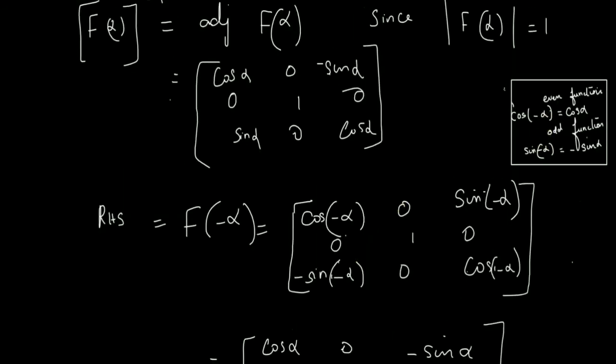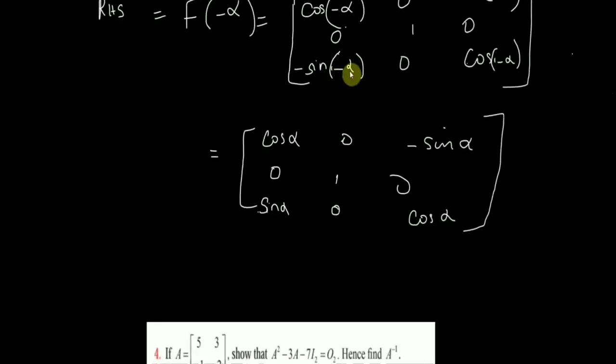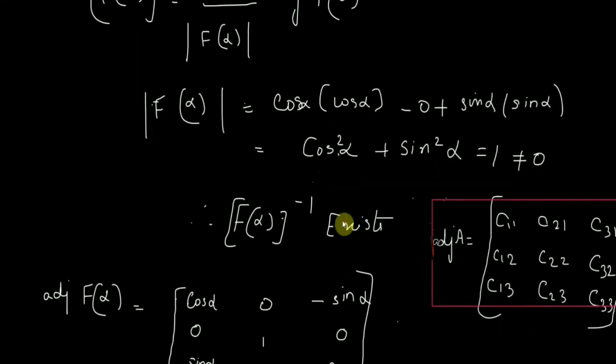You know, in trigonometry, we have studied this concept. Cos of minus alpha is cos alpha because cos is an even function. Sine of minus alpha is minus sine alpha, that is an odd function. So that property we are using here. So cos of minus alpha is cos alpha. Sine of minus alpha is minus sine alpha. So sine of minus alpha becomes minus sine alpha, and minus into minus becomes plus sine alpha, and cos of minus alpha is cos alpha.